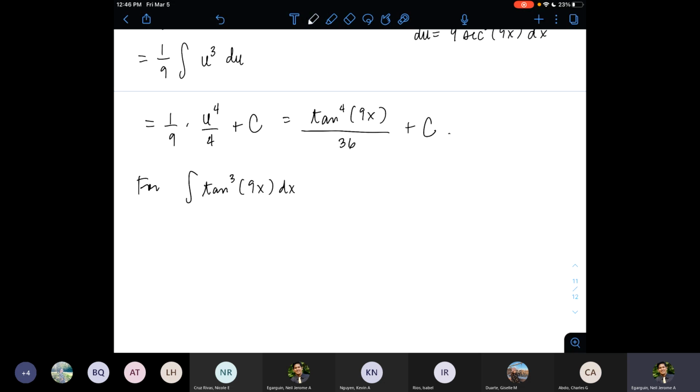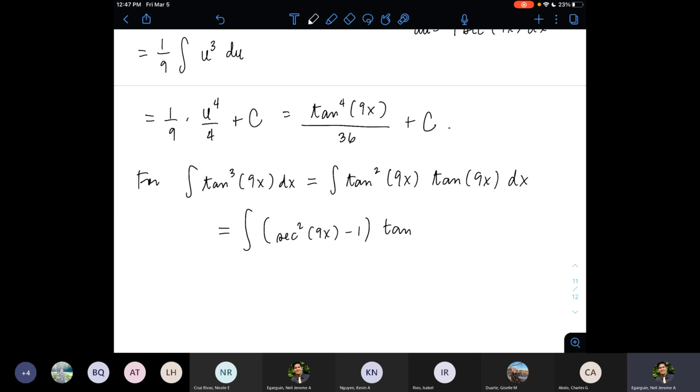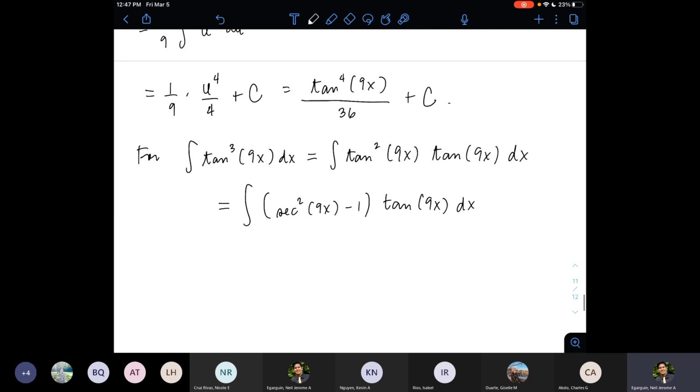But again, this is a tangent by itself. Neither asterisk 1 or asterisk 2 will apply to this. So I'll try to use the same trick as we did before. So I can write this as tangent squared 9x times tangent 9x dx. And again, we isolated the tangent squared because we can write it as a secant squared minus 1 times tangent of 9x dx.